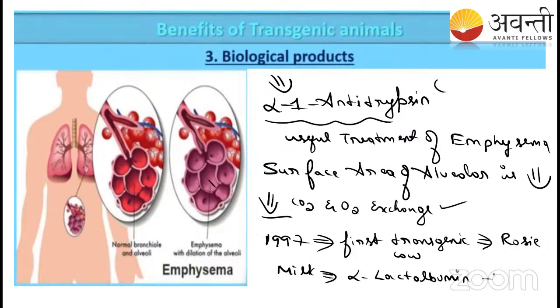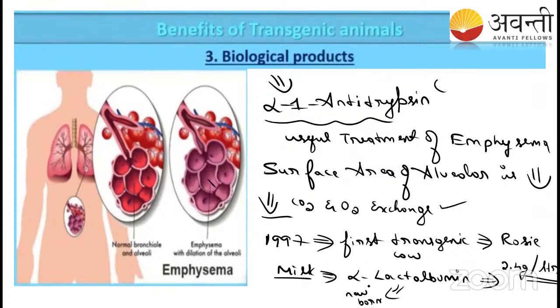Alpha-lactalbumin. Compared to normal milk, this concentration is very, very low in the normal milk. It is very good for the newborn. It is going to produce 2.5 grams of alpha-lactalbumin per liter of milk. Student, it is very, very useful for the newborn, right?